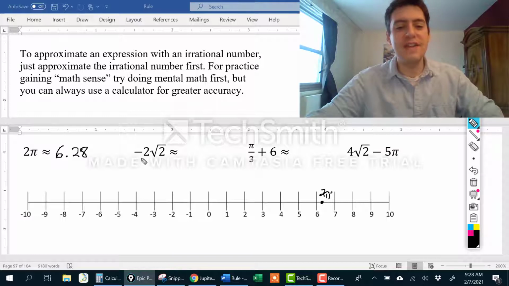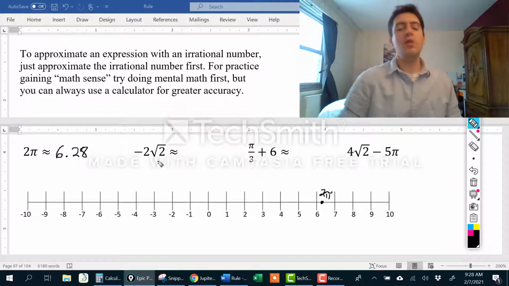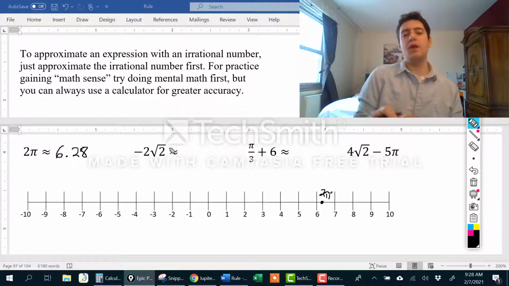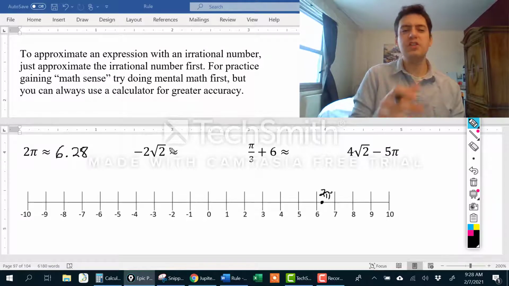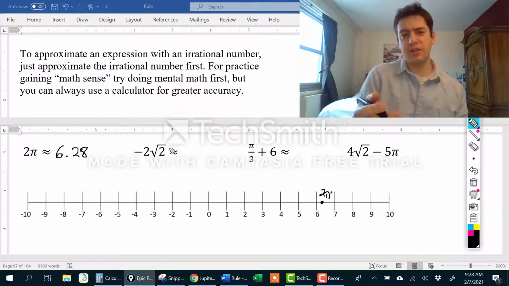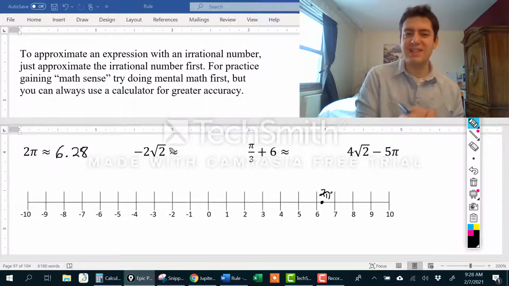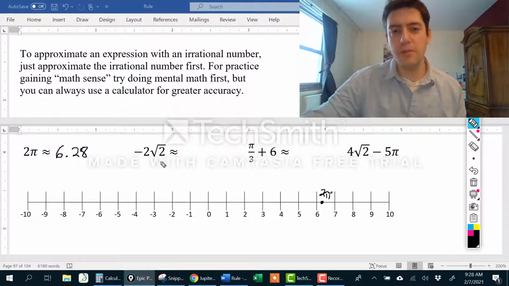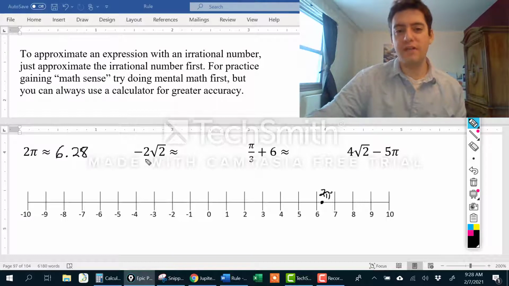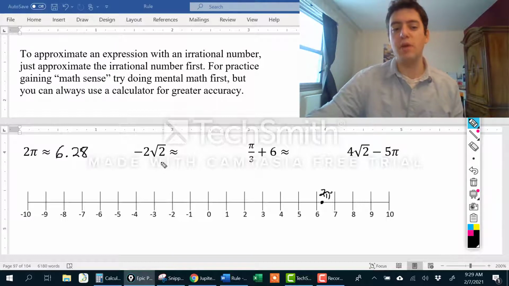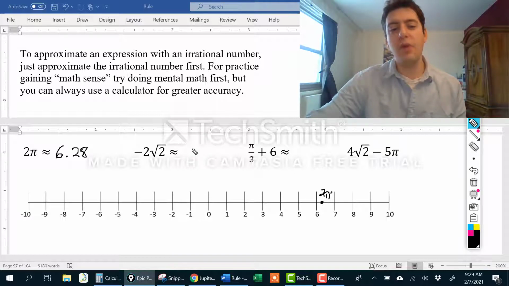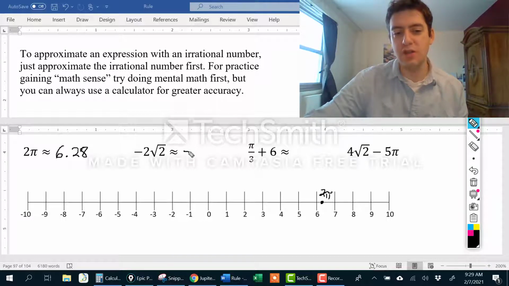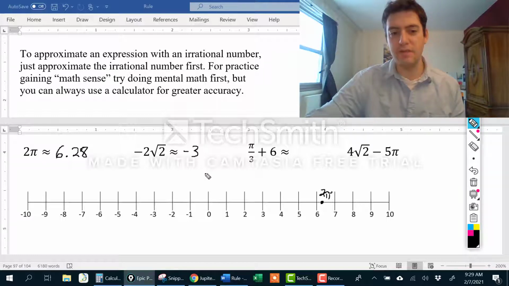Okay, so let's move on to -2 times the square root of 2. Well, I know that the square root of 2 is approximately 1.4. For the purposes of doing mental math, let's just use 1.5, and I know that the square root of 2 is a little bit less than 1.5, but if I use 1.5 here, then I could do 1.5 times 2 in my head pretty easily. 1.5 times 2 is 3, and then since we're just multiplying by -2 instead of +2, a reasonable approximation for this would be -3.